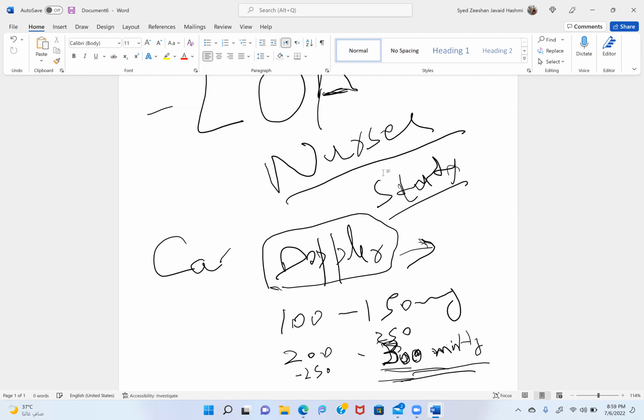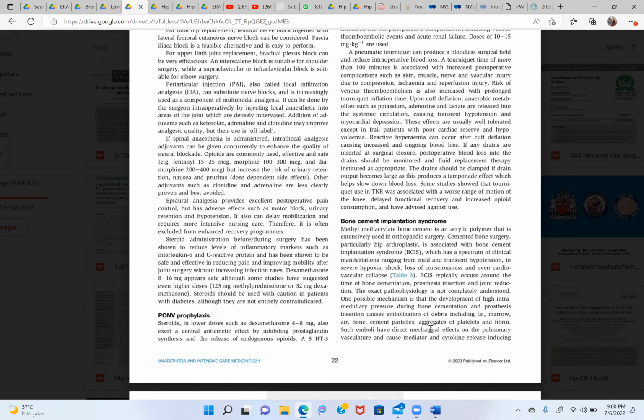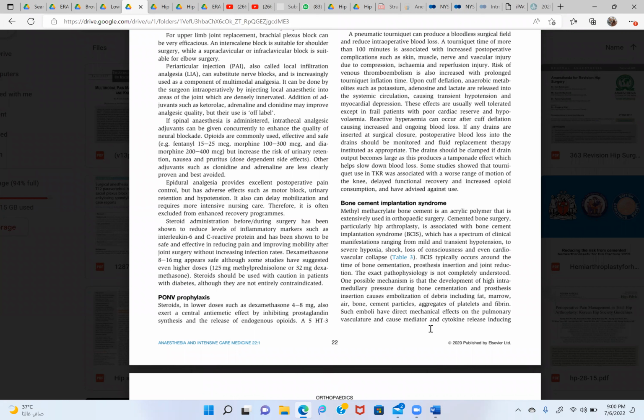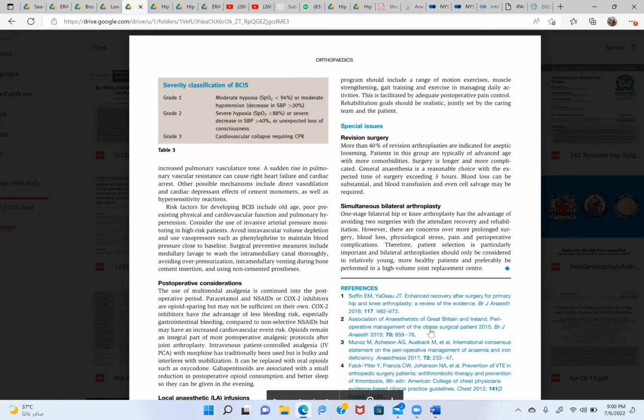Because when you are inflating or deflating the tourniquet, this is also a serious problem, and also bone cement syndrome. Any orthopedic surgery, think about bleeding, think about tourniquet, think about bone cement syndrome, think about embolism. So three to four things you should never forget, because they will be there.